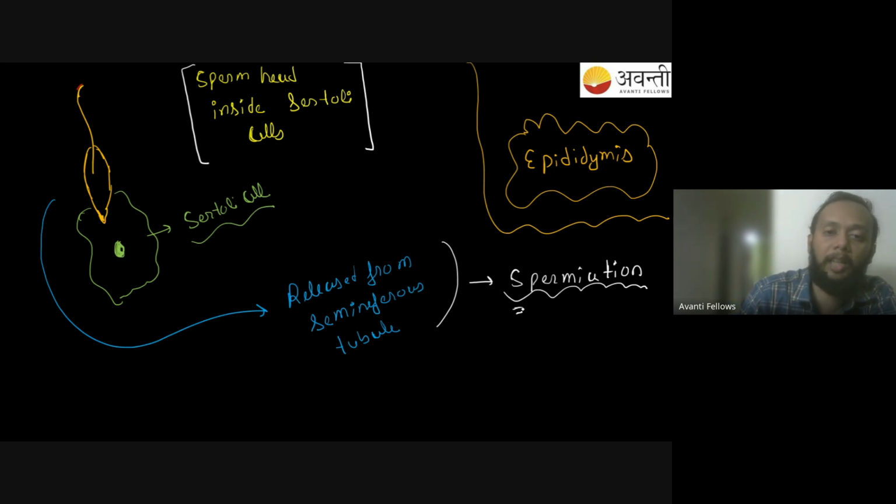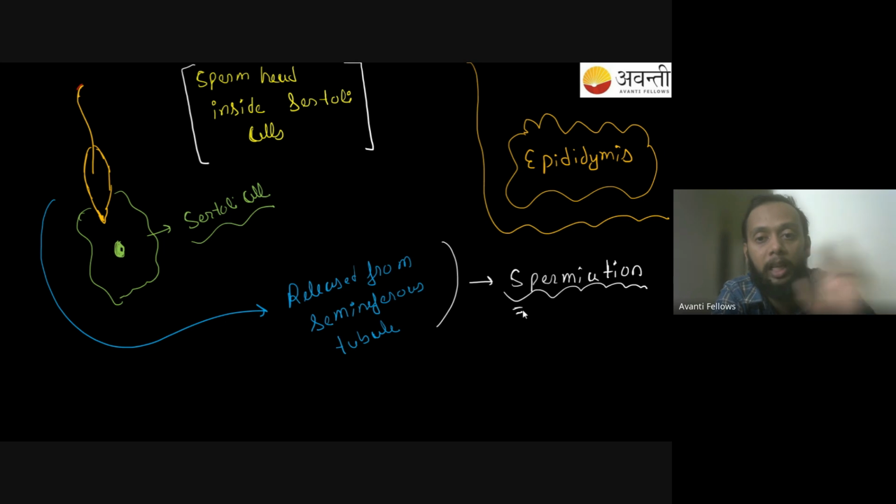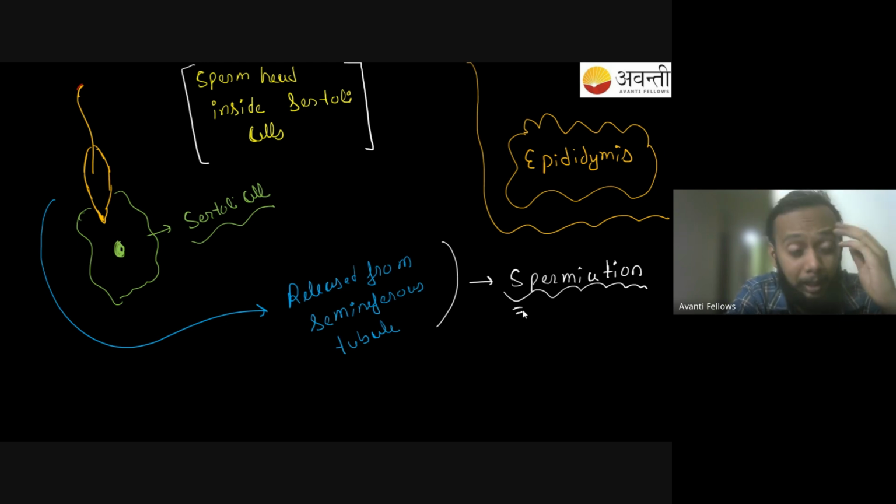So always remember what you mean by spermiation and what you mean by spermiogenesis. These two are very closely related terms. You should be very clear what they actually mean, right? When someone says spermiogenesis, your spermatid is getting converted into your spermatozoa. That is my spermiogenesis. And when someone talks about spermiation, that is nothing but the release of sperm from the seminiferous tubule. This is the simplest way to remember: they come out from here, and only once they come out will they go ahead into the epididymis.